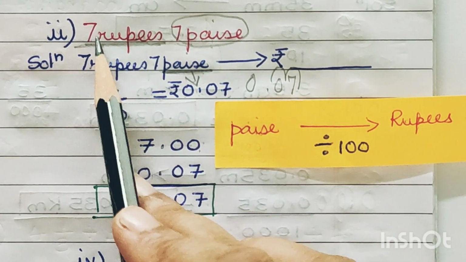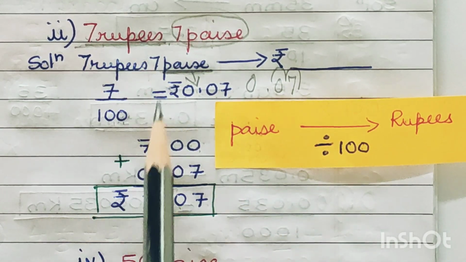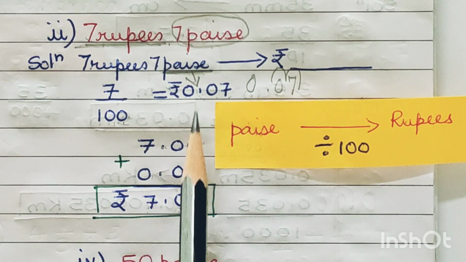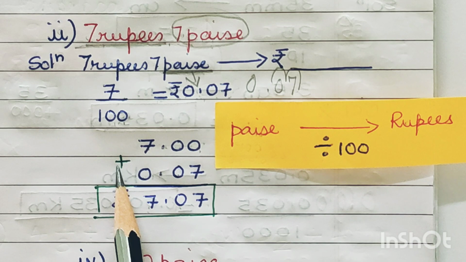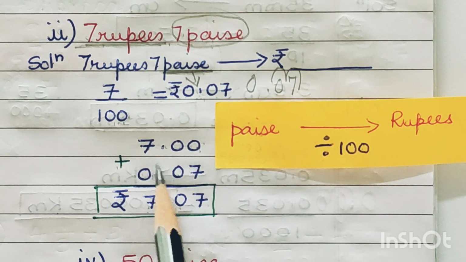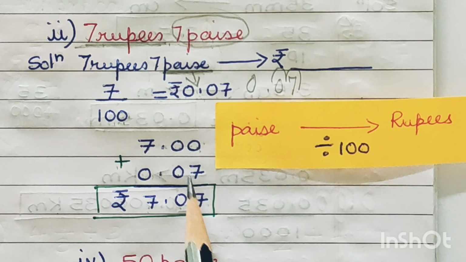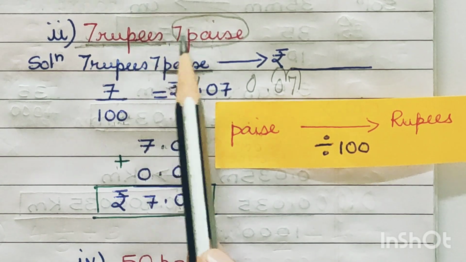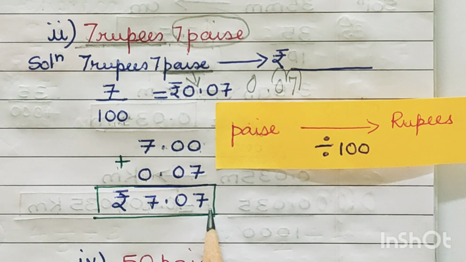But they have asked you in the question to convert the full value into rupees. So now what you need to do is, first, 7 rupees can be written as 7.00. And the paise part, now converted into rupees, can be written as 0.07. Add both of these, the 7 rupees and the converted value of the 7 paise. 0 plus 7 is 7, the decimal point comes exactly below, and 7 plus 0 gives 7. So now you notice that 7 rupees 7 paise is converted into rupees using decimals.